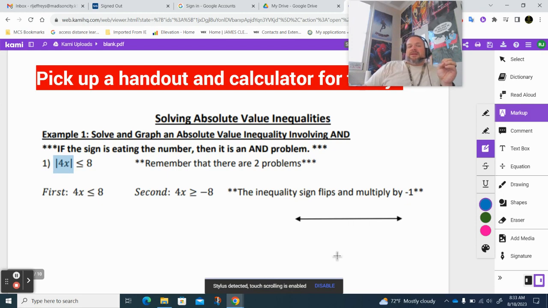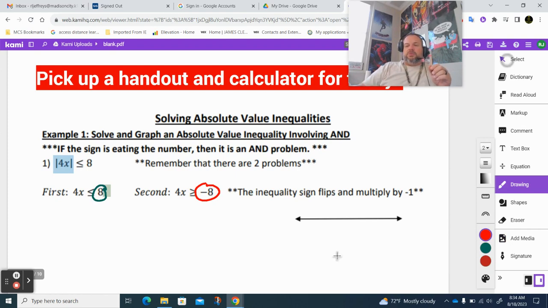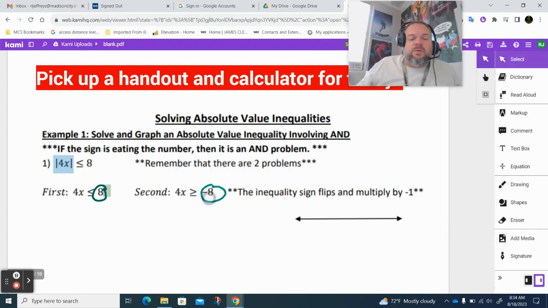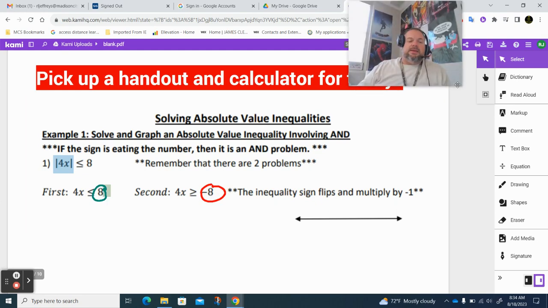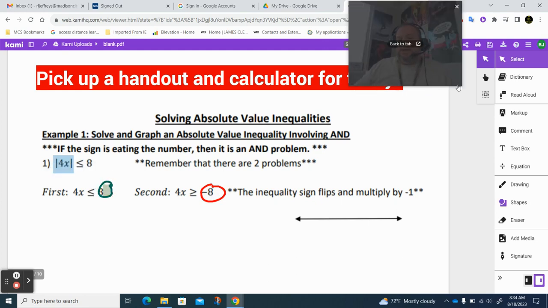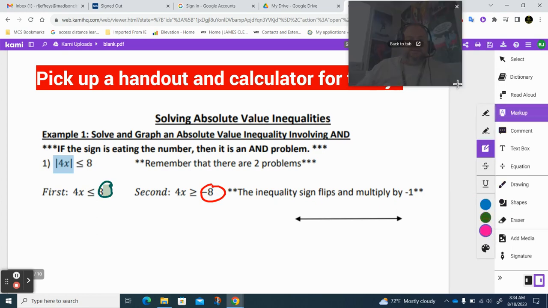Remember, there were two problems. The original, and then what did we call this one over here that we had to multiply by negative? The evil twin. All right. So what's different about inequalities is that the evil twin changes the inequality sign.